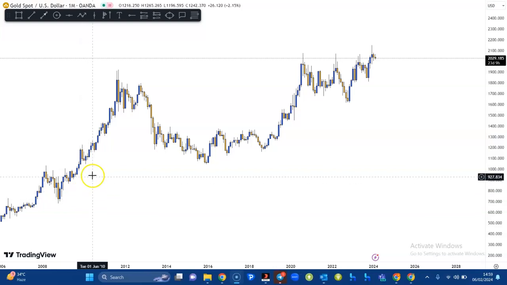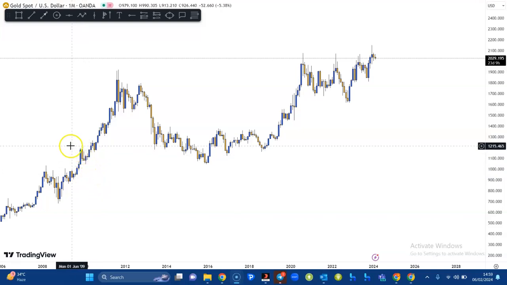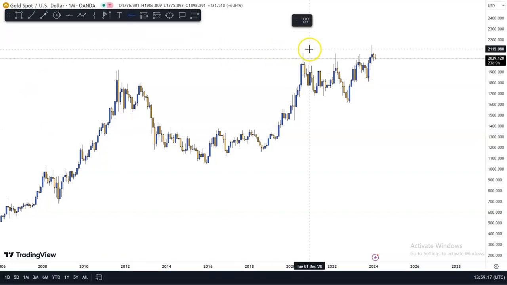In my last video, someone commented that I do an analysis on the gold pair, and I haven't looked at it in a minute, so let's check it out together. This is gold on the monthly time frame, and I can already see some very interesting moves right now.